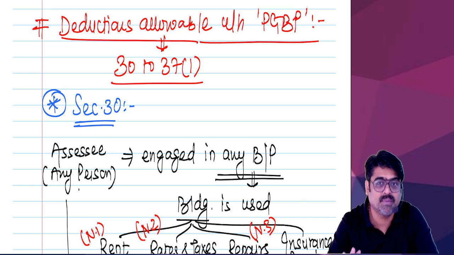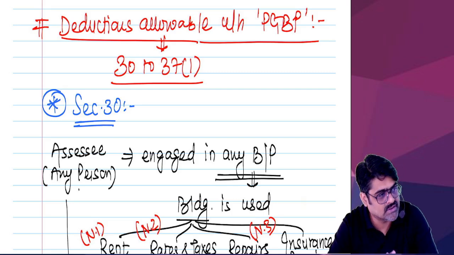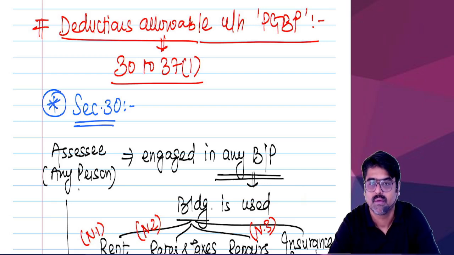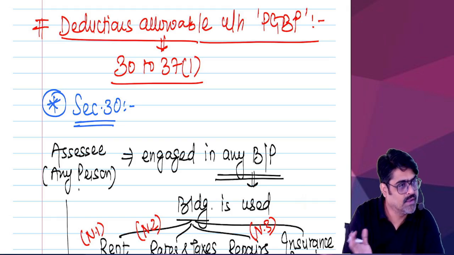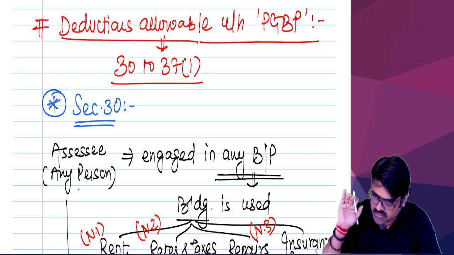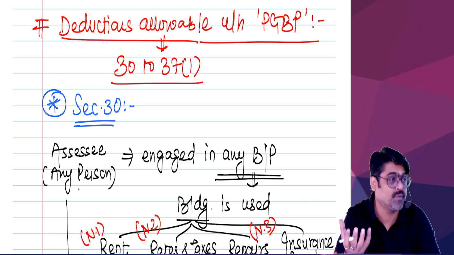But under the head PGBP, there are many deductions. And all these deductions are available starting from section 30 to 37(1). Now one by one we are going to learn about these deductions, 30 to 37(1). If any of these items are there, reduce these items from your business income.